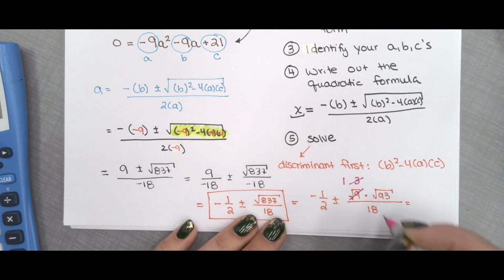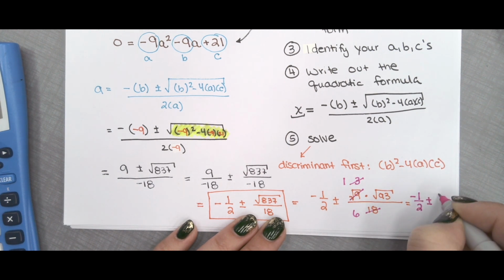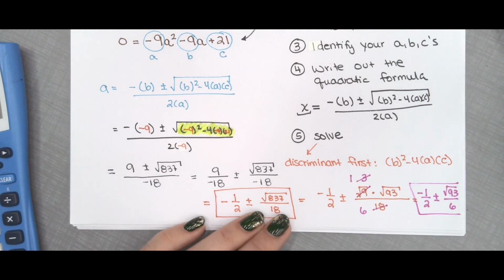3 goes into 3 ones. 3 goes into 18 6 times. So we have negative 1 over 2 plus or minus the square root of 93 over 6 as your answer.